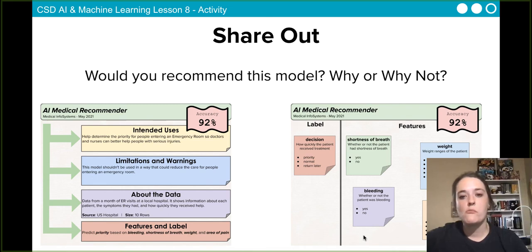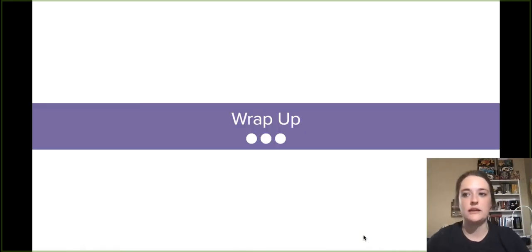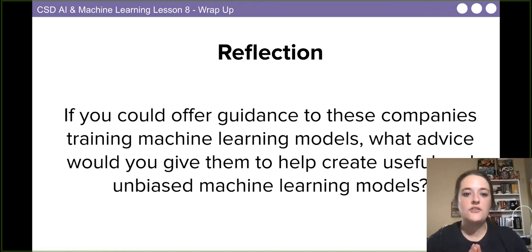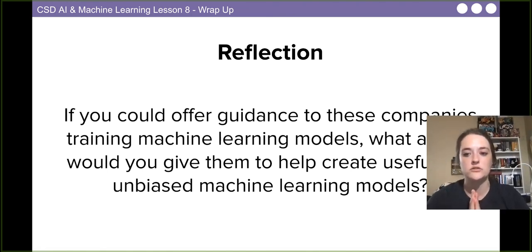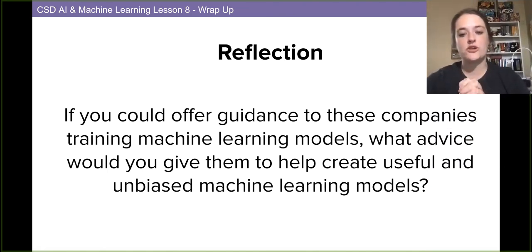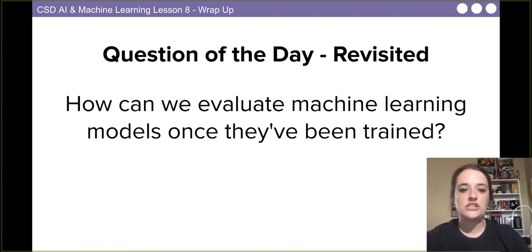So, which of these would you recommend? Which would you not recommend? Pause the video here so you can complete the activity guide. For your wrap-up journal, if you could offer guidance to these companies training machine learning models, what advice would you give them to help create useful and unbiased machine learning models? Pause the video here so that you can answer this question in your journal. Our question of the day: how can we reevaluate machine learning models once they've been trained? Answer that in your journal too.